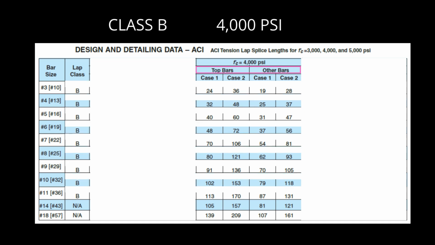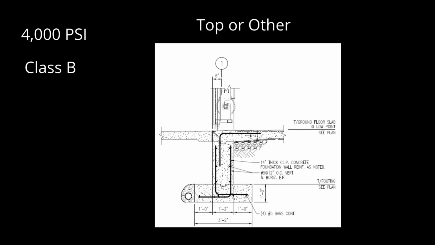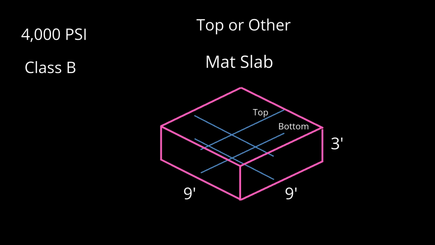Then, we just need to select top bars or other bars. Location of the rebar will determine top bar or other bar selection in the table. Basically, if rebar is located above minimum 12 inches concrete, that will be considered as top rebar. So wall horizontal rebars are considered as top bars. All vertical bars or dowels are considered as other bars. Bottom continuous bars are considered as other bars as well, because they are not above minimum 12 inches of concrete. In mat slab, rebar at the top layer is top rebar, because it has 3 feet of concrete below.